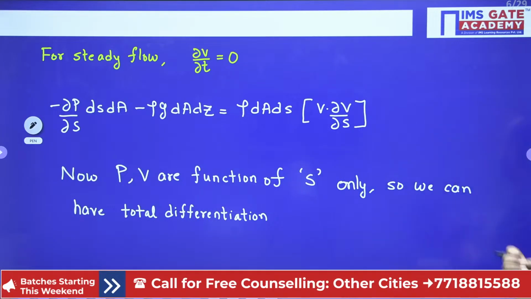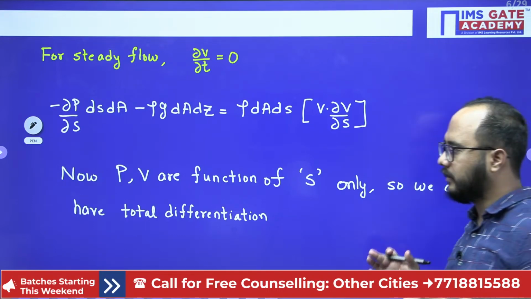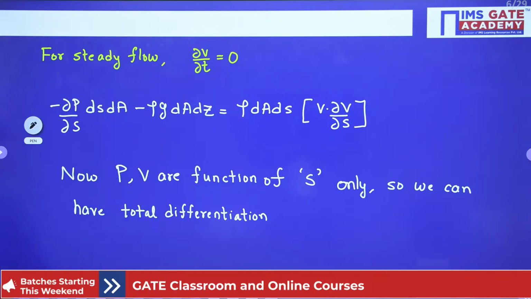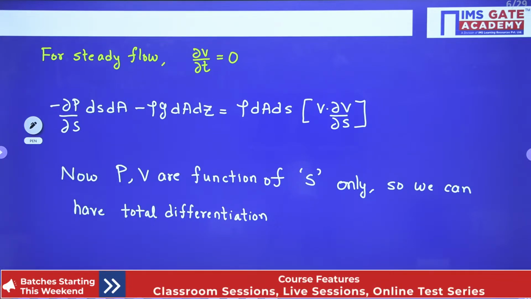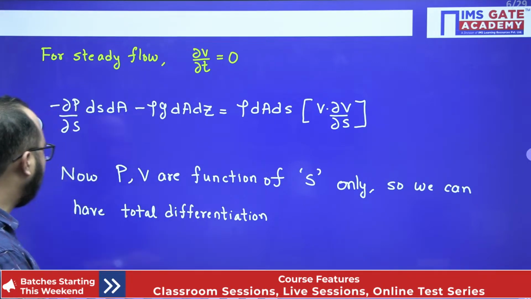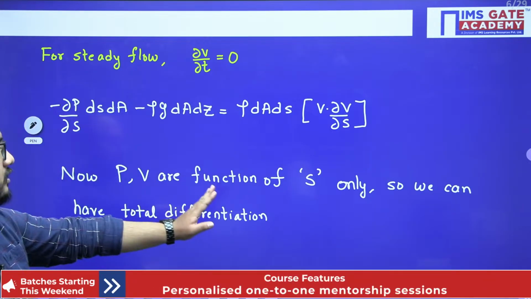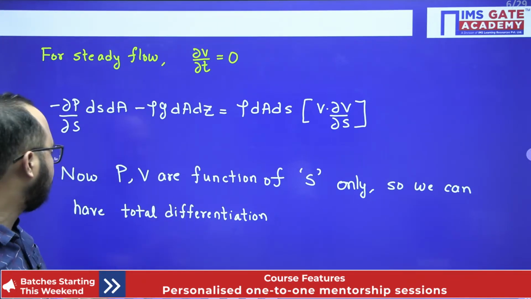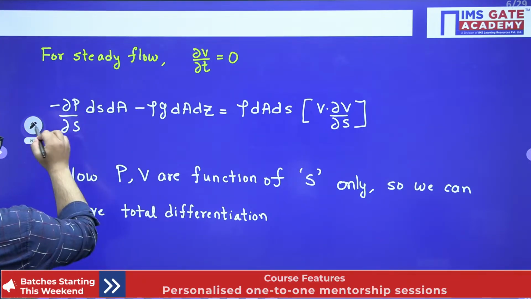So this much basic mathematics you should be knowing. Otherwise some difficulty and problems will be there and you will always be in confusion. So what we have written, pressure and velocity are functions of S only. Now we can say the partial differentiation becomes the total differentiation. So like that we can write.